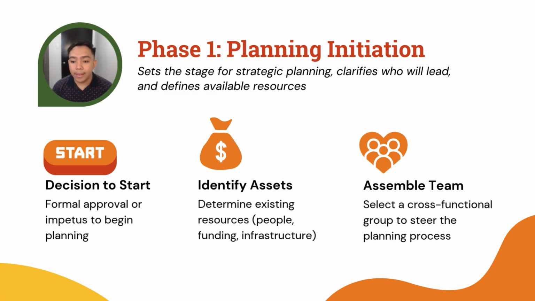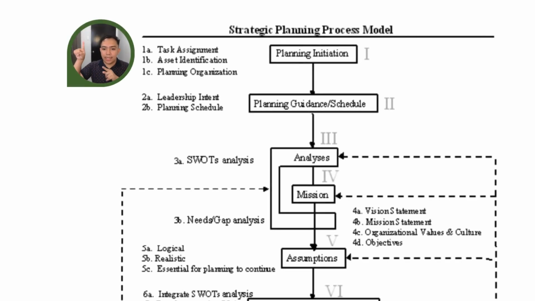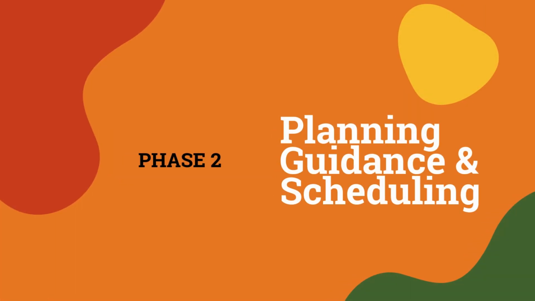Once we're done with that, we go to the assembly of the team: the core team and the extended team. There's a small planning group for the core with authority, plus a broader advisory panel. So it's defining these themes that are important in planning initiation. As you can see in the model, the planning initiation part includes task assignment, asset identification, and planning organization, which is separate on its own. It's really the first thing to do before starting.